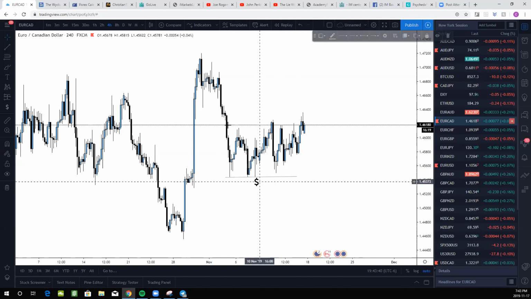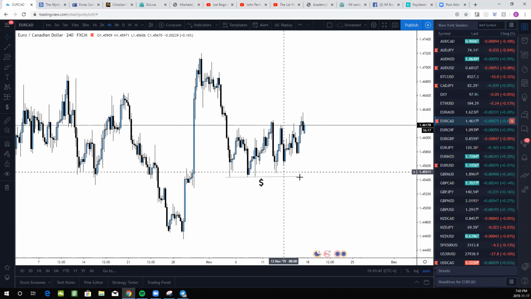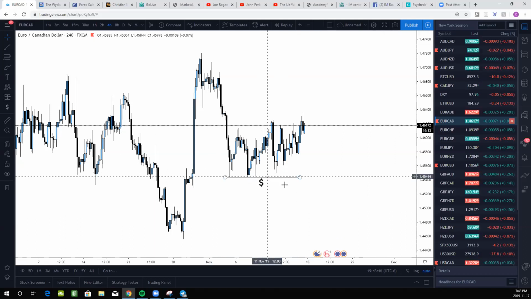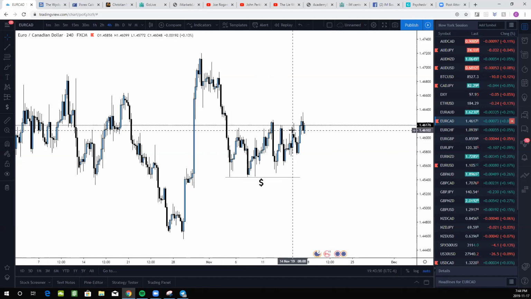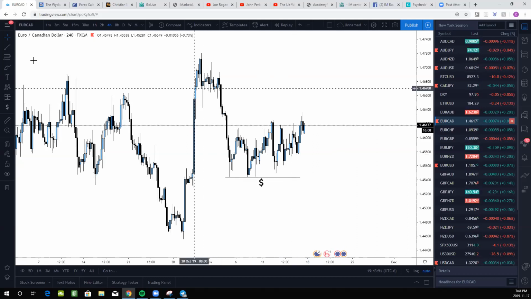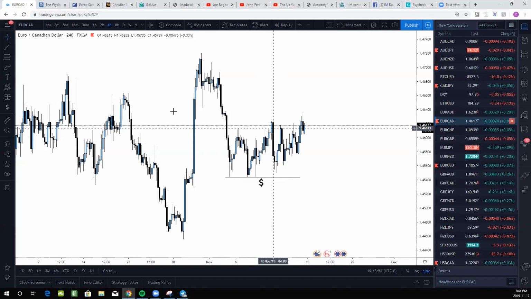So that's the first part of this setup, I'm looking at these equal lows. We got a triple bottom pretty much. Lots of liquidity is building up in here. We're just winding up. That is my first target for it, like for a TP.